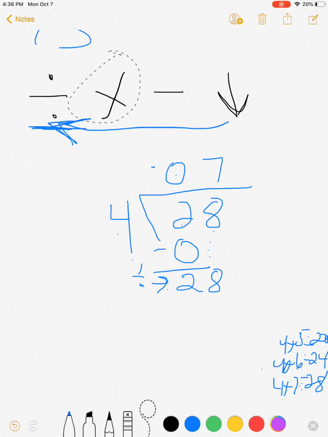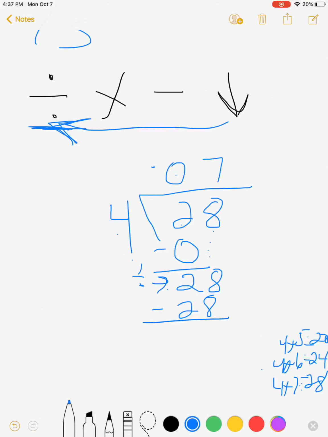Now that we've divided, we need to multiply. 7 times 4 equals 28. Now that we've multiplied, the next step would be to subtract. 28 minus 28 equals 0. After we subtract, we should bring down. Are there any numbers left for me to bring down? There's nothing left, so that means we can stop. It's over. We finished. So the answer is 7 with a remainder of 0.